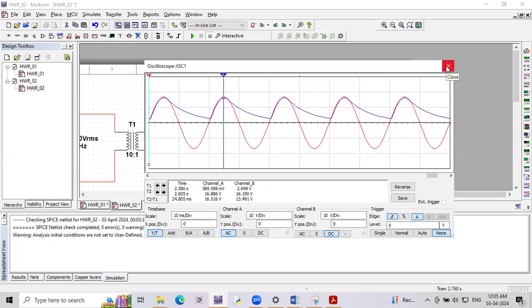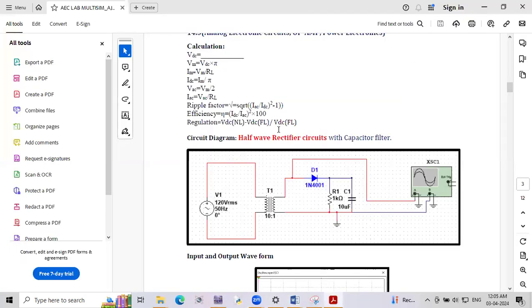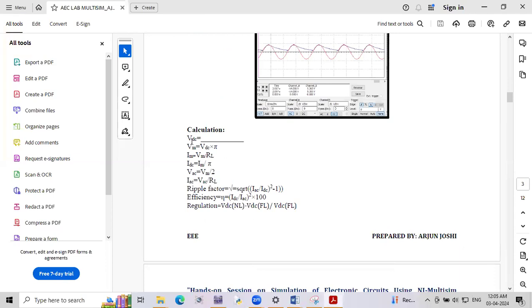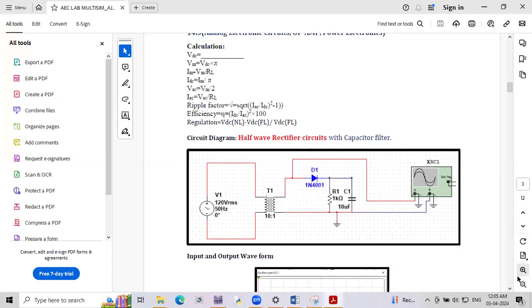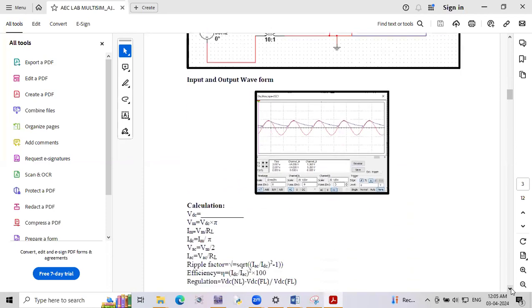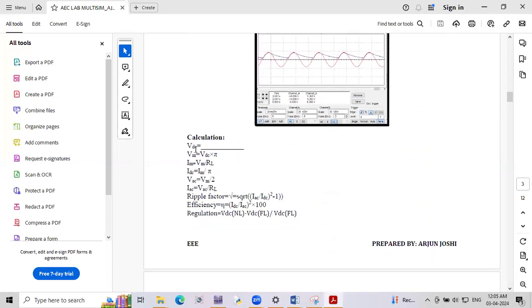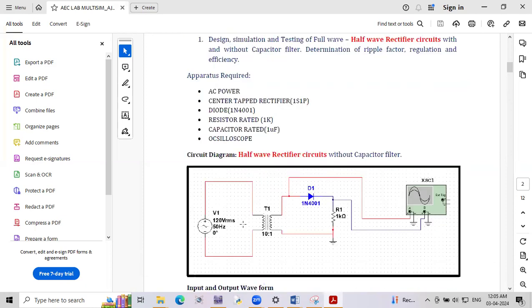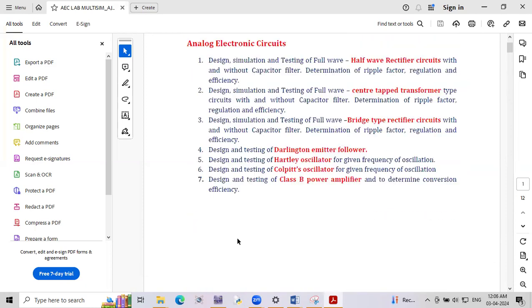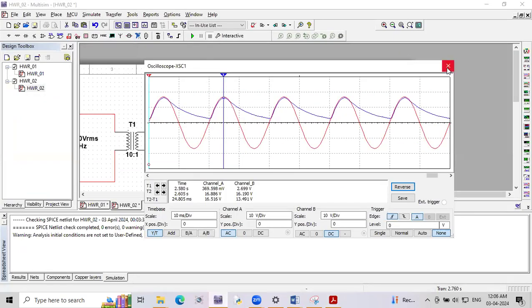The VDC full load value we need to put here in the formula. You're going to get this kind of waveform. This is the circuit, and this is the waveform. Here you need to do the same calculation. Directly take the VDC full load value, 16.190, and do the calculation. You're going to get the ripple factor and efficiency. Don't worry about regulation. This is how we conduct the half-wave rectifier circuit in Multisim 14.2. Okay, thank you so much.